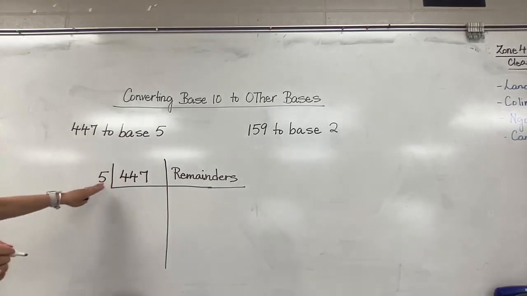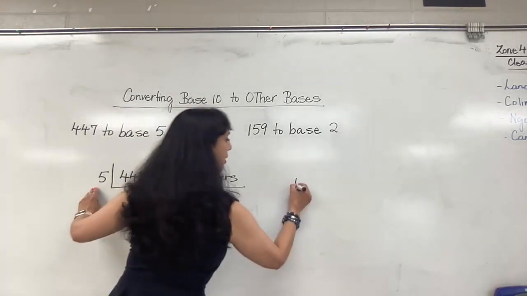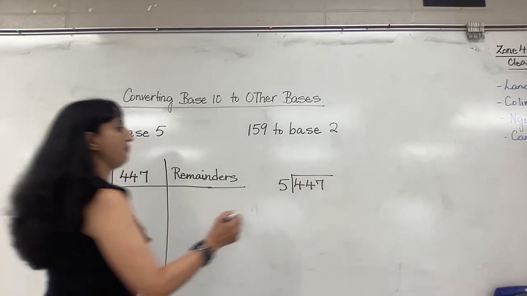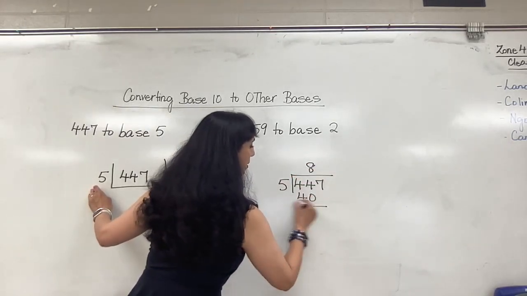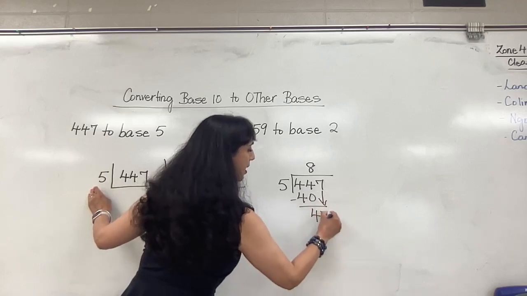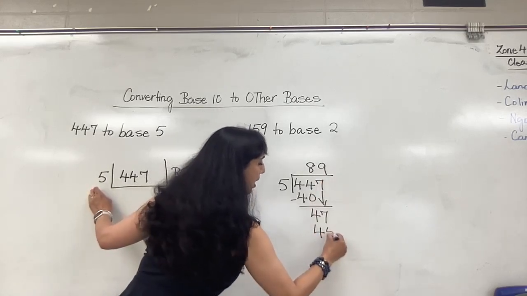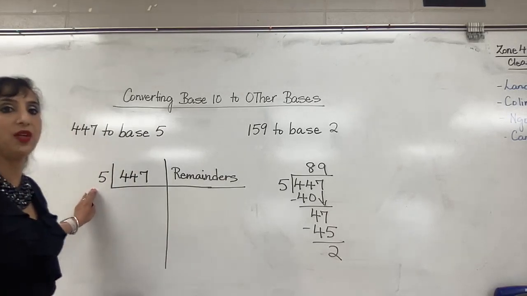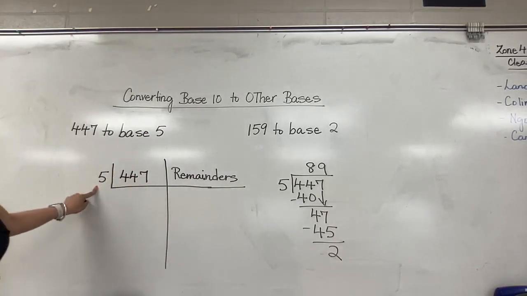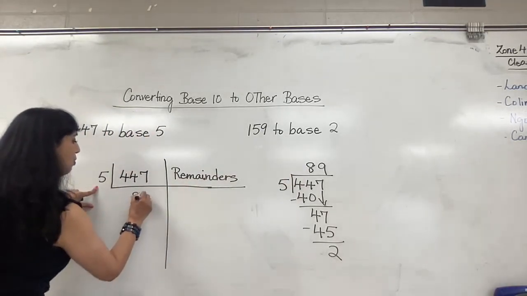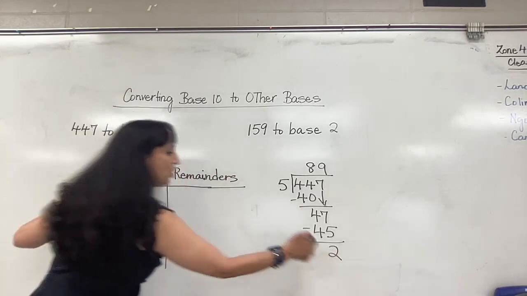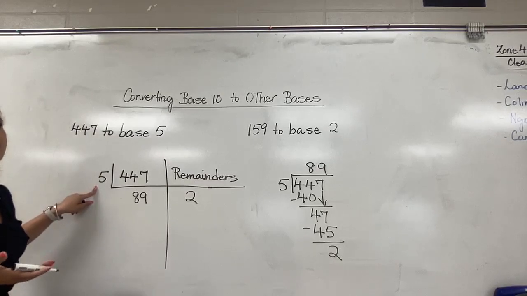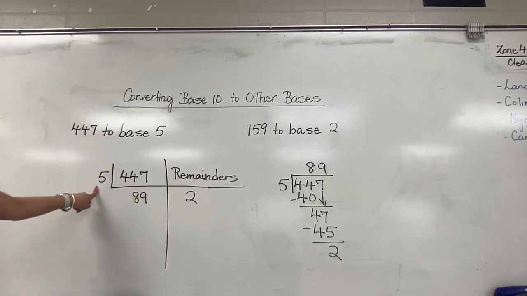So 447 divided by 5, this is what we are used to. 447 divided by 5, and I know 5 times 8 gives me 40. So I get 4, bring this down. 9 times 5 is 45, and then I have a remainder of 2. This is how we normally do division. So I'm dividing 447 by base 5 and getting 89, which I'm going to put over here, and the remainder, which is 2, goes here. That's what I continue to do until I reach a number which is too small to divide.